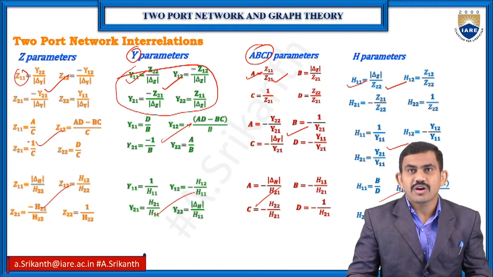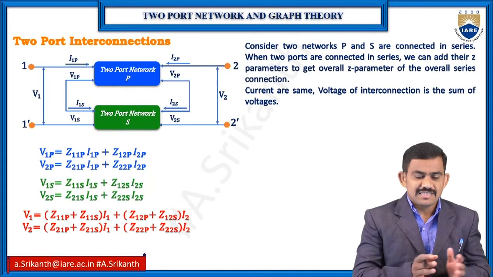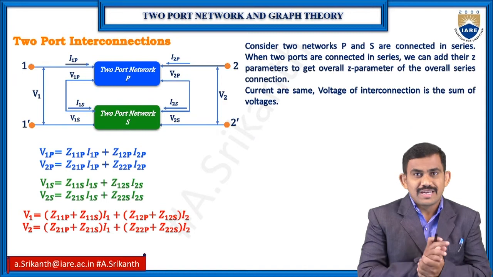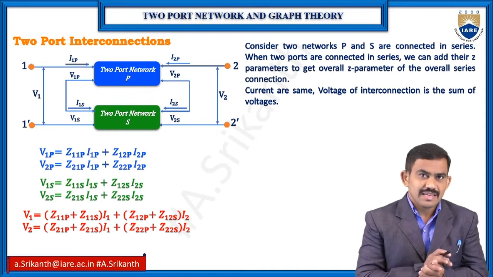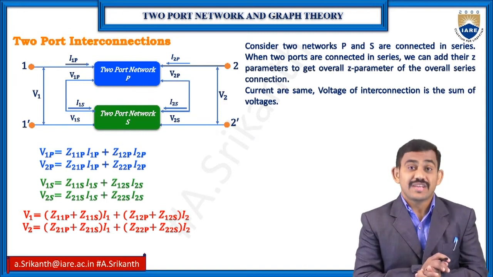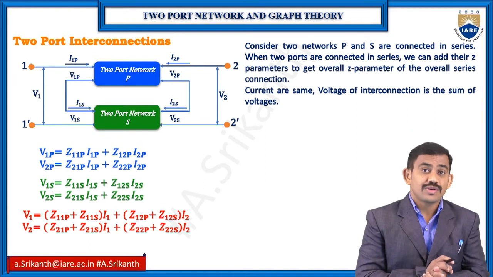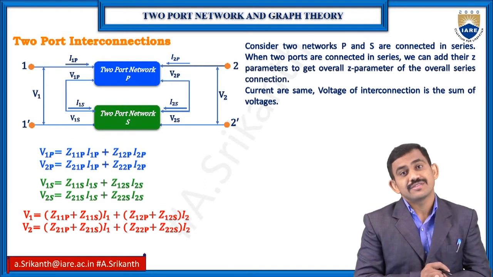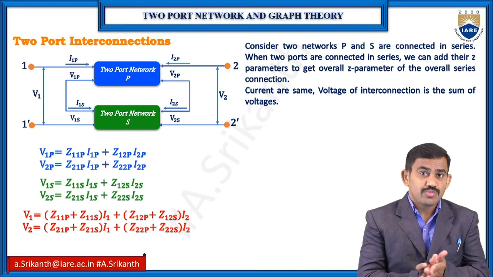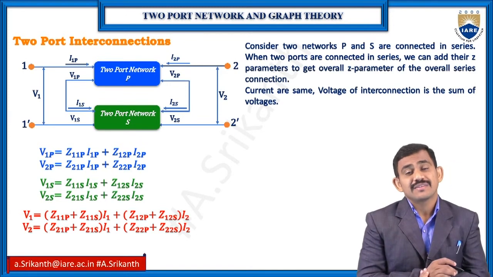And here we have one more topic, that is interconnections. When two port networks are connected in series, which parameters do I need to add? When two port networks are connected in parallel, which parameters do I need to add? And when two port networks are connected in a line, what is the value?